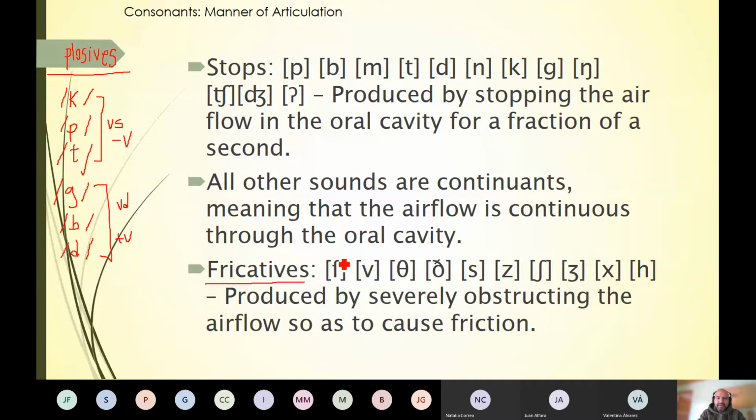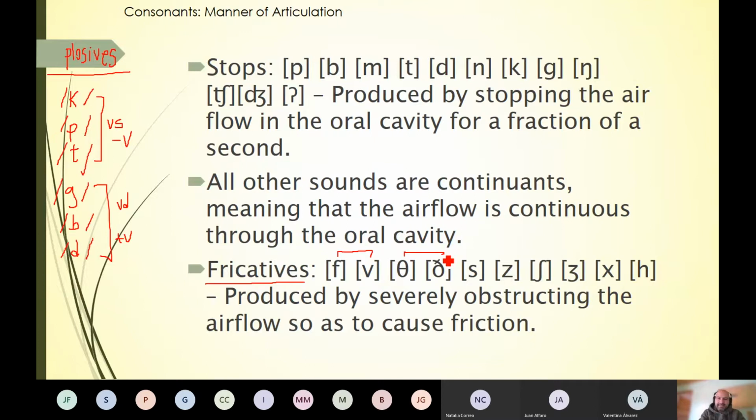So when we say f and v, right, the teeth pressed against the bottom lip are leaving this very, very narrow gap for the airflow to leave. The same thing with th and th, in which the tip of the tongue inserted in between the teeth is creating this very, very small or narrow gap.